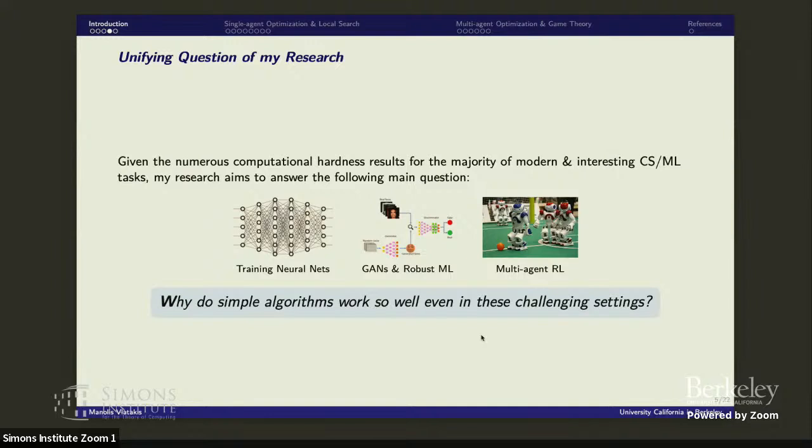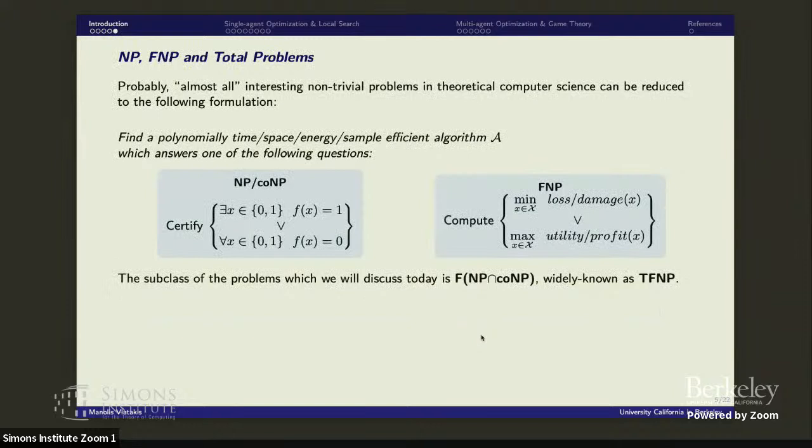So my question in my research is the following: why do simple algorithms work so well, even in these challenging settings? If you want a very simple example, for me, the most simple example is clustering. Almost every interesting representation of clustering in TCS is NP-hard, while clustering is the easiest problem that we teach in a first-year ML course.